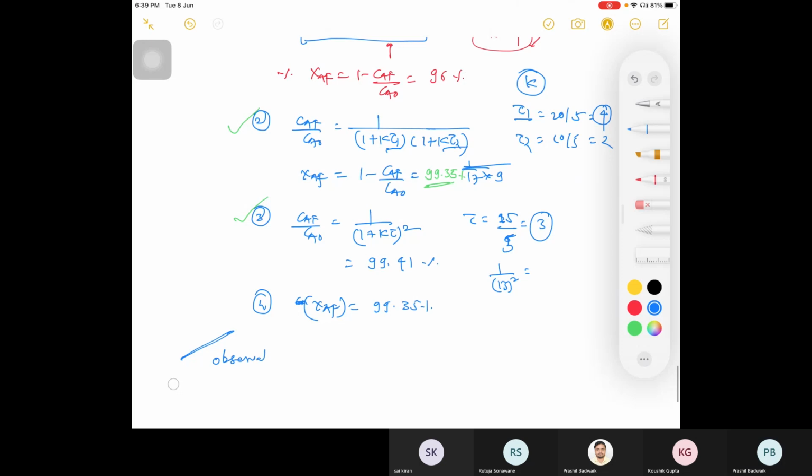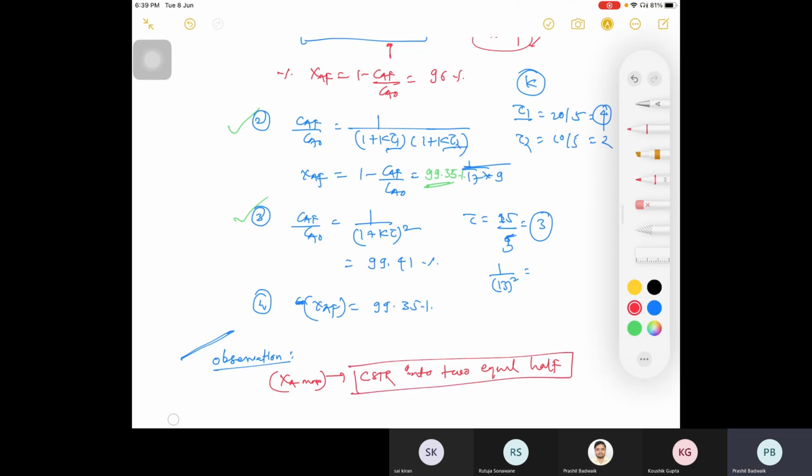So what are you observing here? Observations. Where will I get maximum conversion? When I'm breaking the reactor into two equal volumes, two equal halves, right? So conversion is maximum when I'm breaking a CSTR into two equal portions, then I'll get maximum conversion at exit.